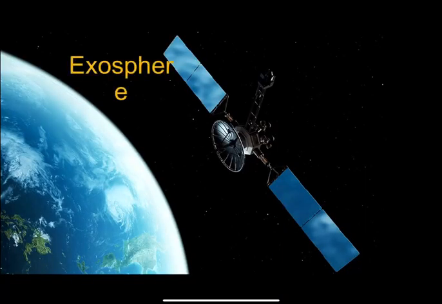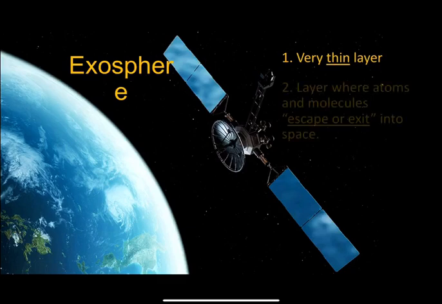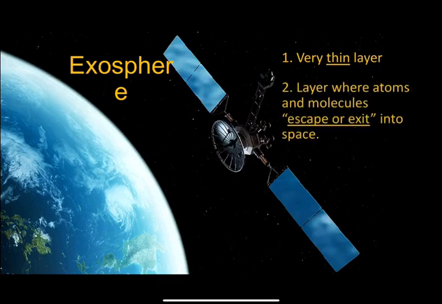And last but not least, the exosphere. Oh my, what happened to the E? Anyway, it is a very thin layer of the atmosphere. The layer where atoms and molecules escape or exit into space.